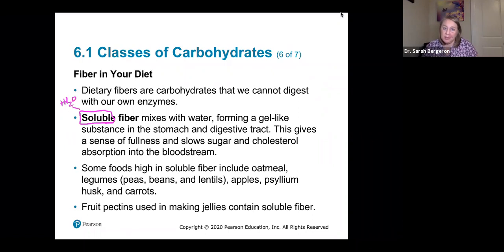So there are some common foods that you probably know that are soluble fibers. So oatmeal, all of our different legumes, so beans, lentils, peas, those are all examples. Apples have good soluble fiber. Carrots have good soluble fiber. And you know, when you're making jellies, you're making anything that starts out as kind of a watery substance and then you thicken it, right? That's a fruit pectin that we use to make jellies, and those contain soluble fibers as well.